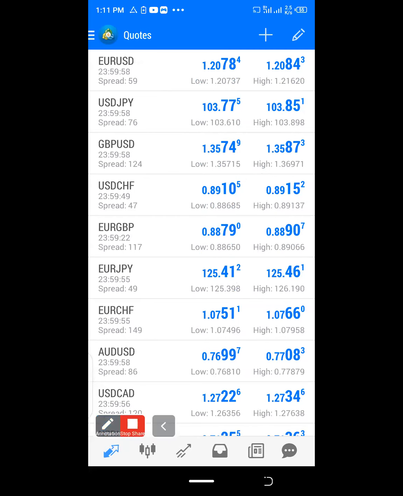Now, what does this mean? The bid price is the rate at which your broker is willing to buy your base currency to sell your quote currency. I'm going to come again. The bid price is the rate at which your broker is willing to buy your base currency to sell your quote currency, while the ask price is the price at which your broker is willing to sell your base currency in order to buy your quote currency.